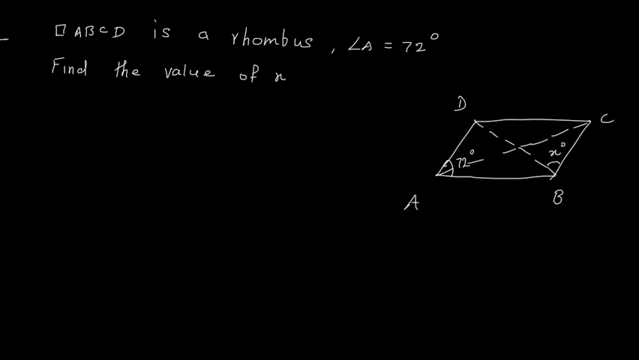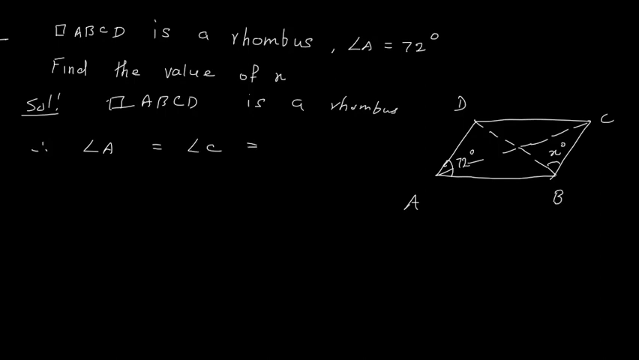What we'll do first, let us use the property that opposite angles of a rhombus are equal. So here in the solution we will say that ABCD is a rhombus, therefore angle A equals angle C equals 72 degrees.